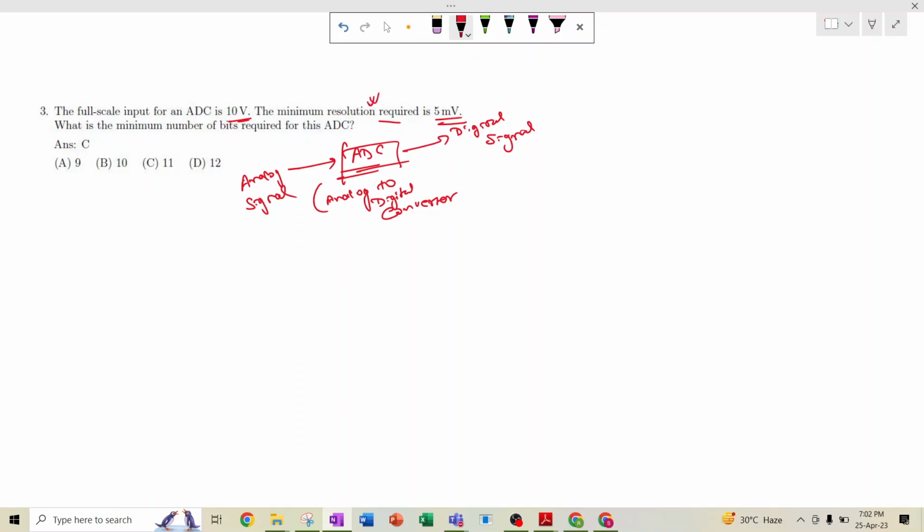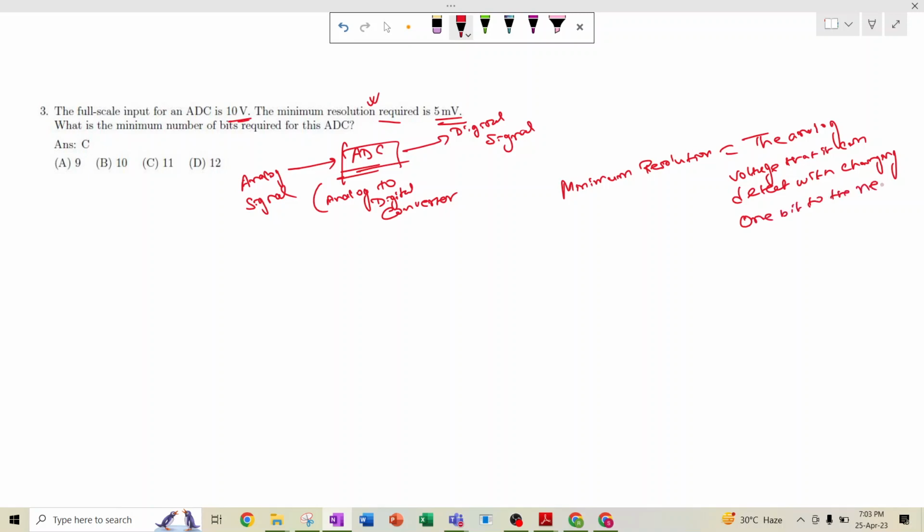So what do you mean by minimum resolution? It is a very important thing. Minimum resolution means the analog voltage change that it can detect when changing from one bit to the next higher bit.